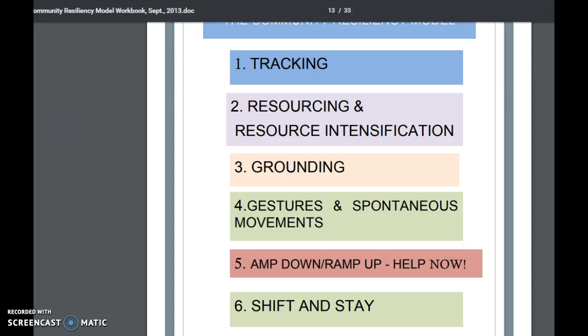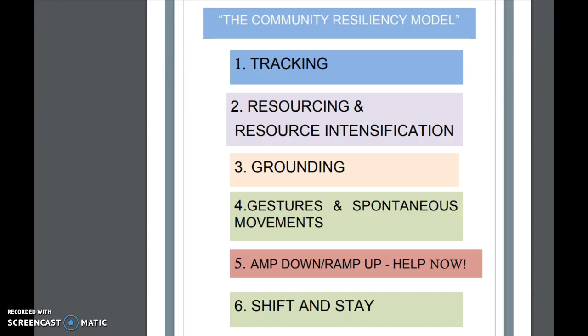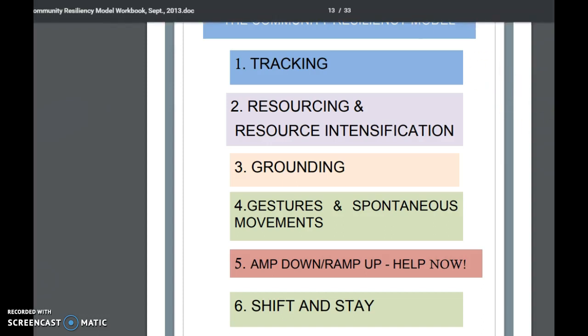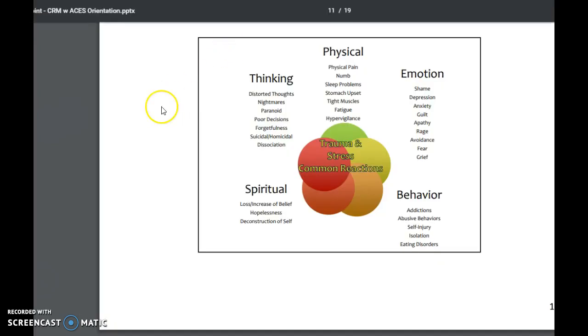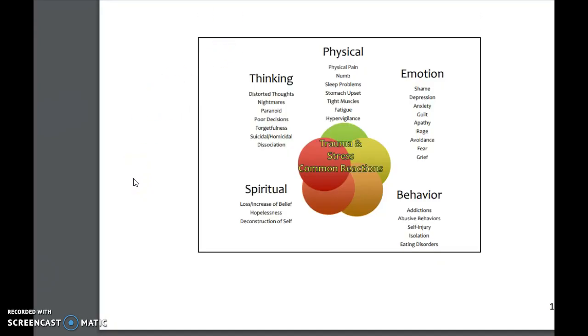So this Community Resiliency Model, it's a workbook. You can search it on Google. You can find it. This is a PDF, and it explains the nervous system and PTSD. Really good. But I wanted to kind of go over these 6 methods. So before I dive into that, I wanted to talk a little bit about the symptoms or the ways that complex trauma and emotional flashbacks show up in our lives.